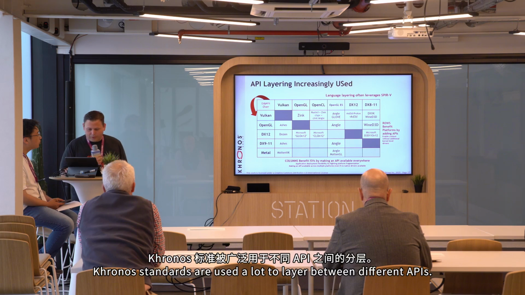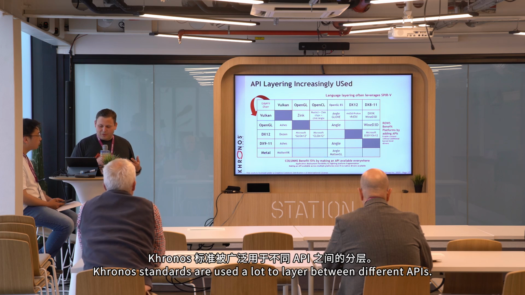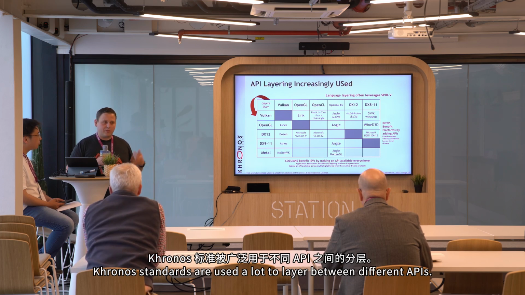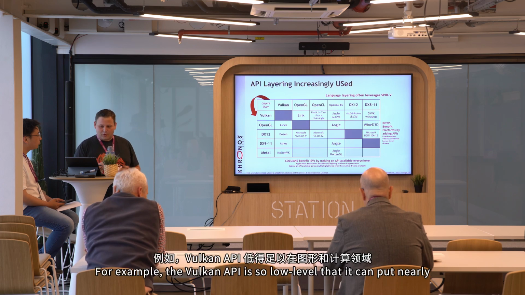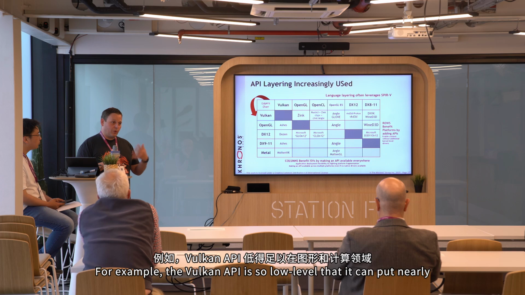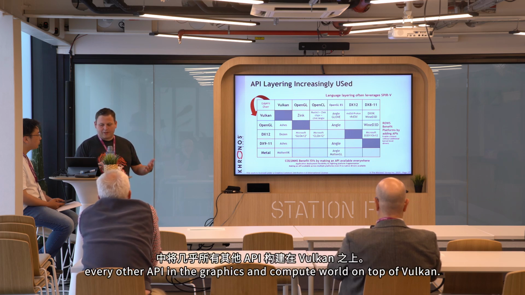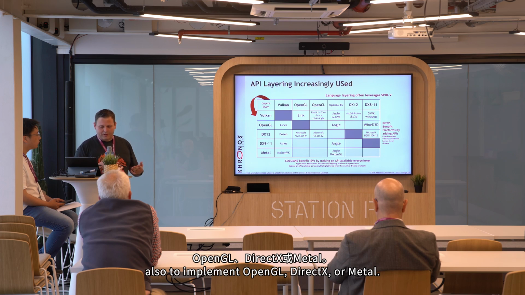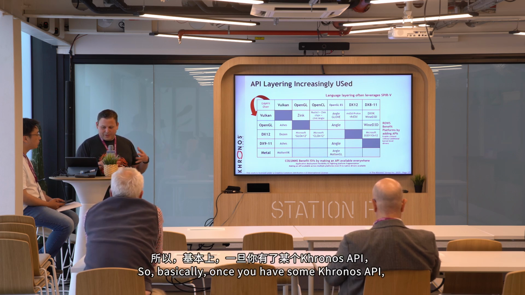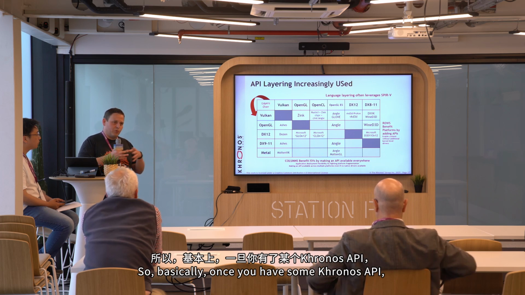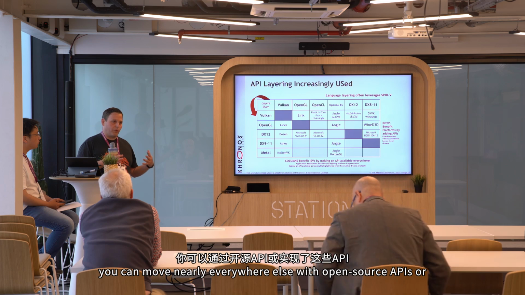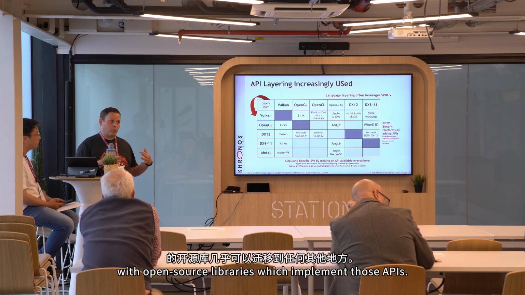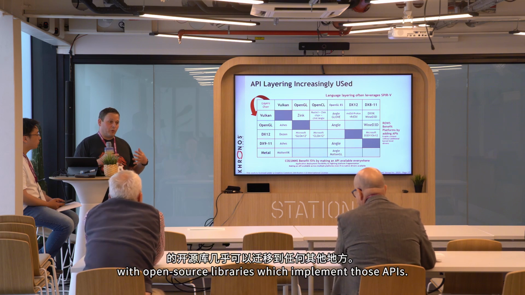And yeah, talking about open source projects, Khronos standards are used a lot to layer between different APIs. For example, the Vulkan API is so low level that you can put nearly every other API in the graphics and compute world on top of Vulkan. But you can use Vulkan also to implement OpenGL, DirectX, or Metal. So basically, once you have some Khronos API, you can move nearly everywhere else with open source APIs or with open source libraries which implement those APIs.